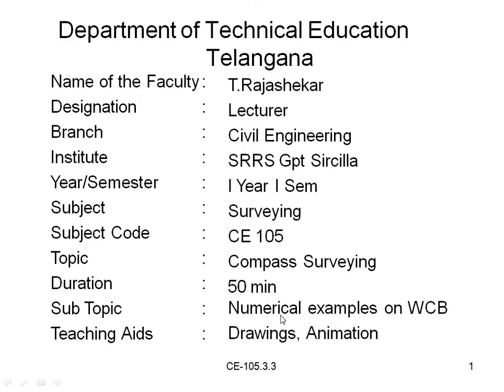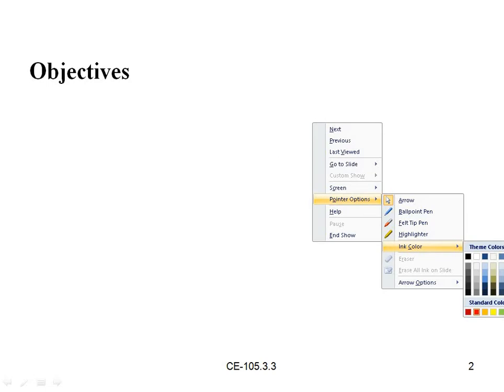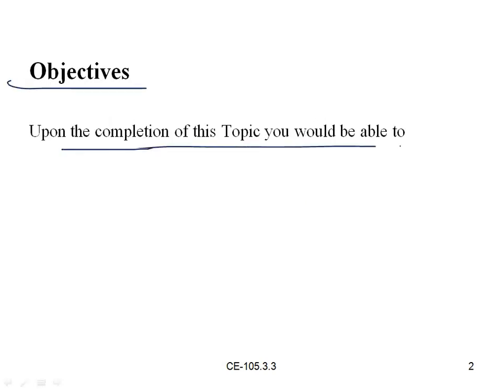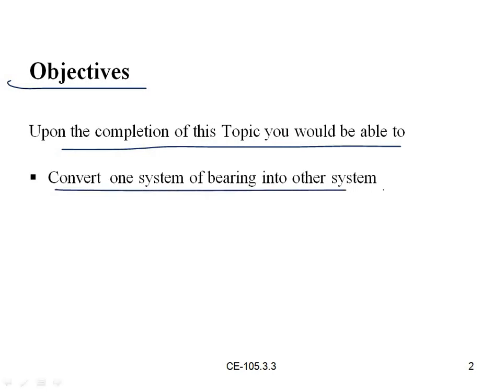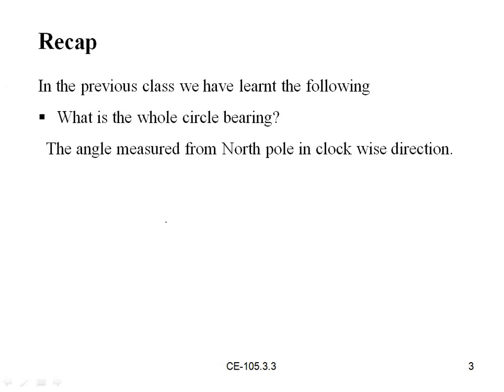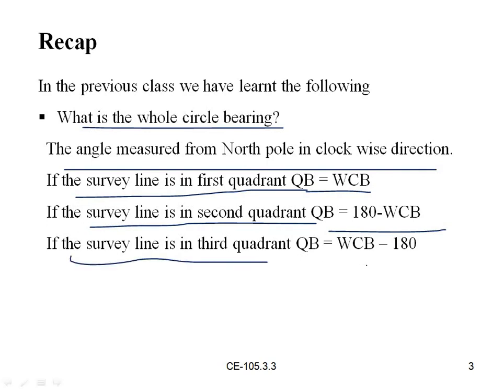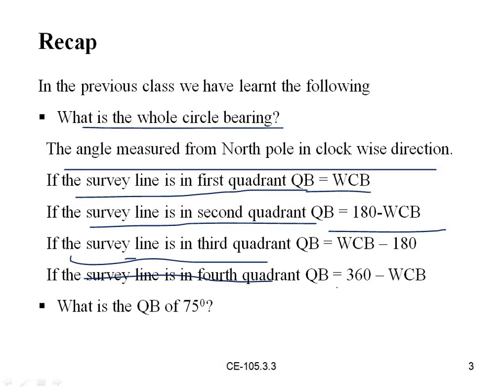So let us continue here. On whole circle bearings, some examples were given. Objectives: on completion of this topic, you will be able to convert one system of bearing into another system, that is, from whole circle bearing to reduced bearing. Whole circle bearing is measured from north in the clockwise direction. If the survey line is in the first quadrant, QB is equal to WCB. If it is in the second quadrant, QB is equal to 180 degrees minus WCB. If it is in the third quadrant, QB is equal to WCB minus 180 degrees. If it is in the fourth quadrant, QB is equal to 360 degrees minus WCB.